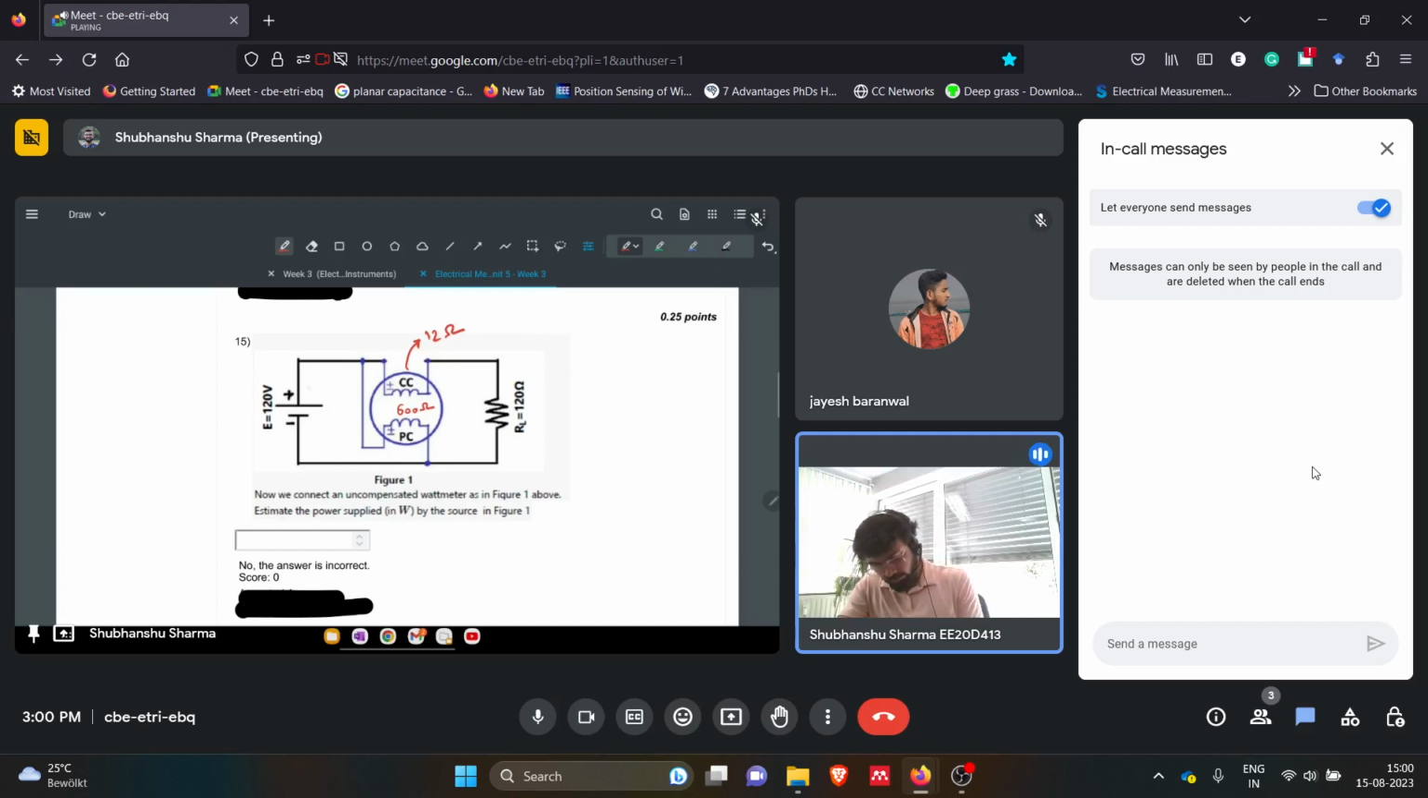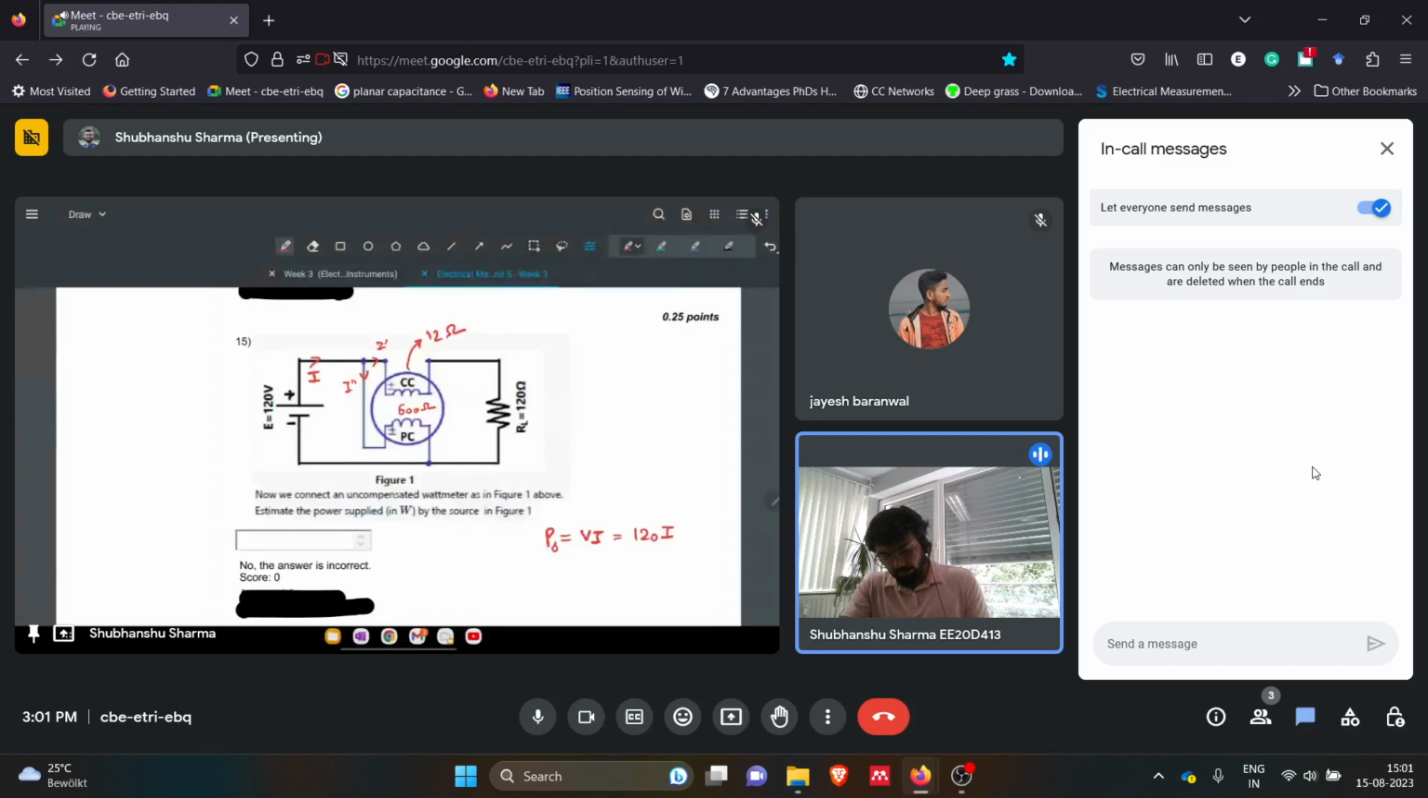So now the power supplied by this is V and I. If we have this I, we can get the power supplied by the source. We will say PS, power from the source, which is V into I. V we have as 120, I we don't know. So let's calculate. I will be diverted from here and here. So this will be I prime and this will be I double prime.